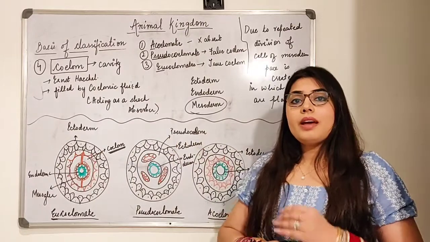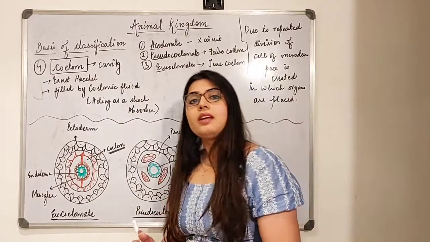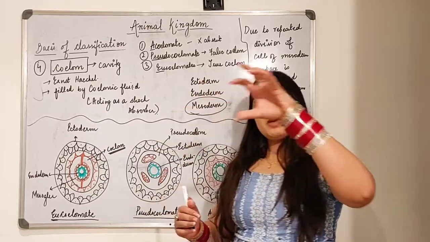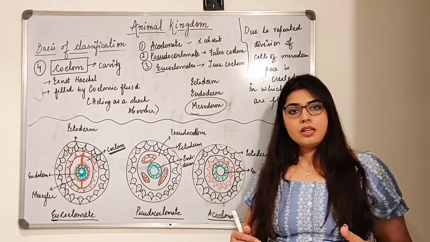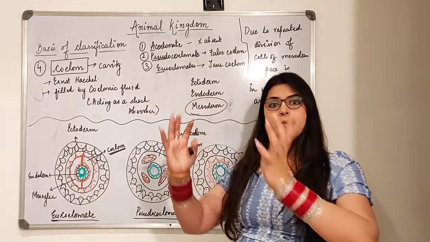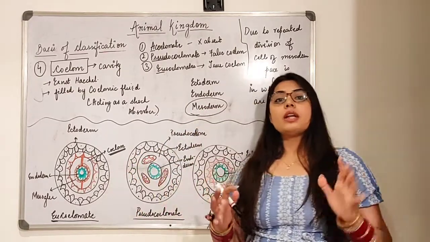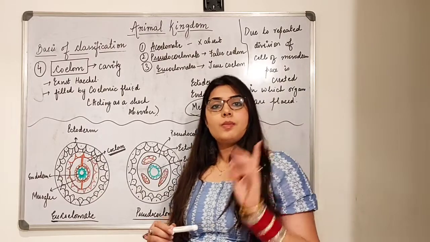In mesoderm layer, the cells keep on repeatedly dividing. If they keep on repeatedly dividing, they will eventually make some space. Right? वो divide होते जाएंगे और बीच में एक space create हो जाएगा. When that space is created, the organs of the body can be placed in that space.